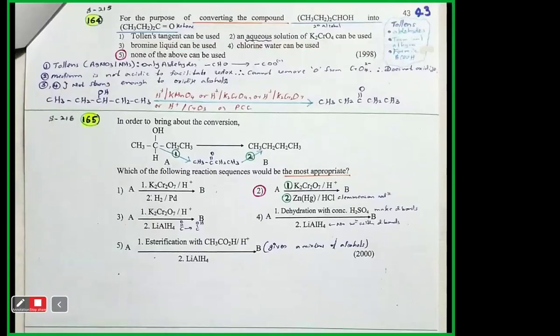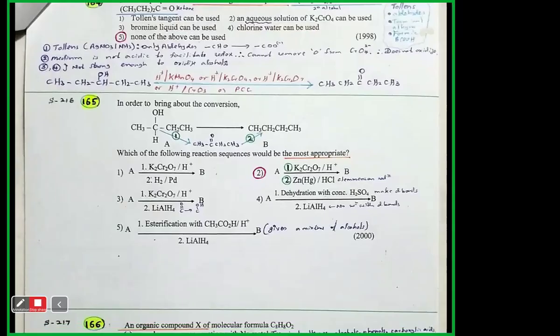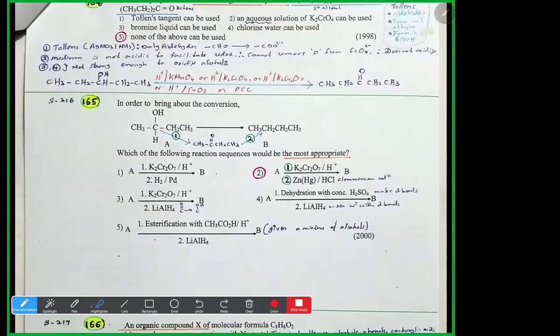165 is again extremely easy. Okay, so we know the formation of alkane, an easy method is through Clemmensen reduction. But for that, we have to oxidize this. We need any strong oxidizing agent and then the Clemmensen reduction. 165, answer 2.